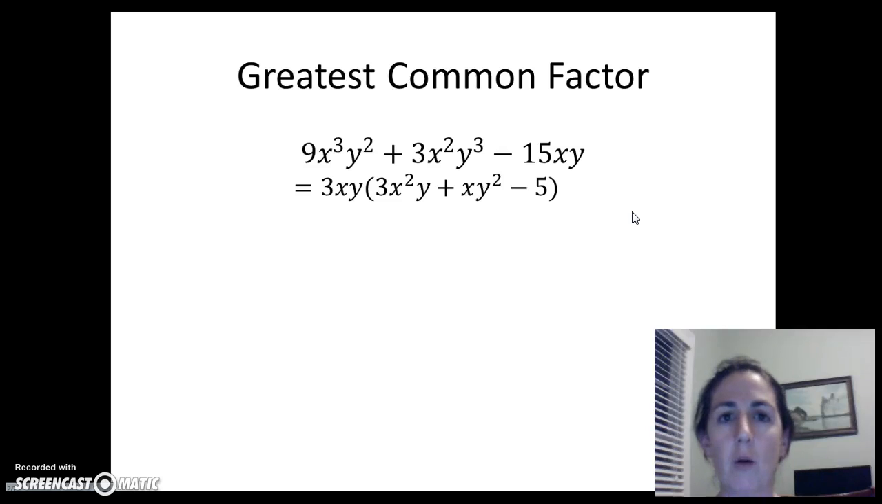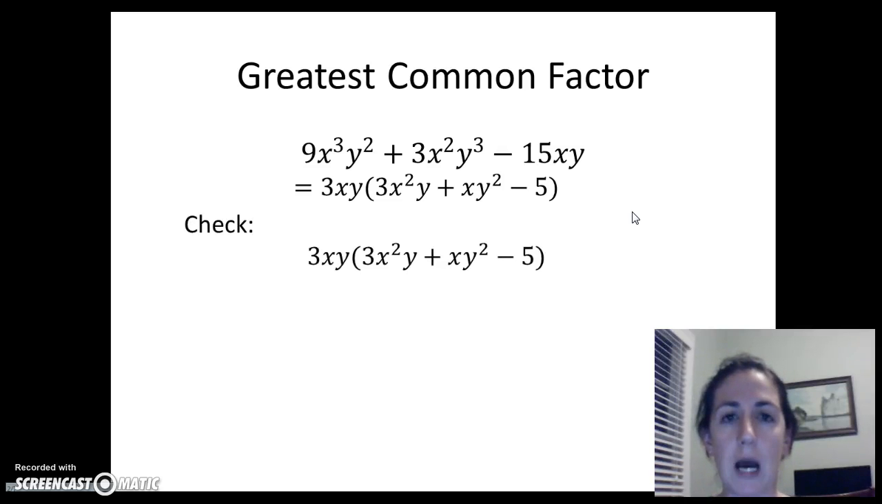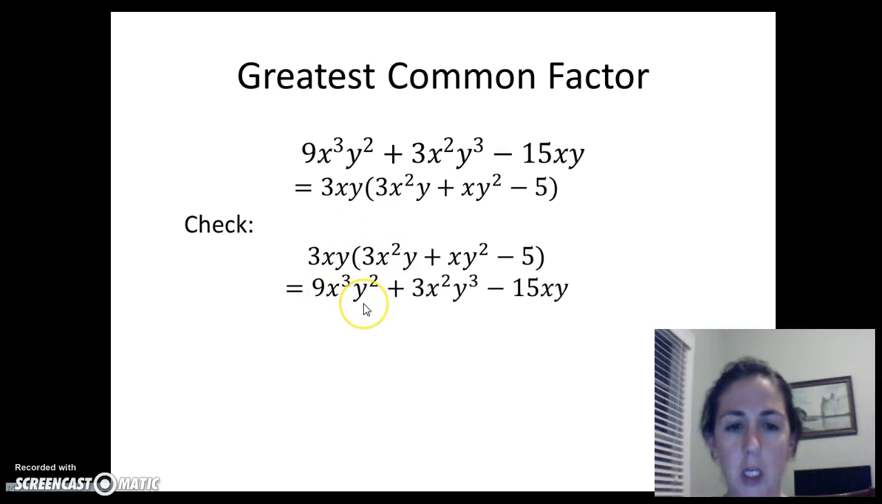Now when you factor, you can always check that you factored correctly by redistributing what you ended with and making sure you got what you started with. So we'll take that 3xy times 3x squared y plus xy squared minus 5, and we'll distribute it out. So we'll take 3 times 3, x times x squared, y times y, to get the 9x cubed y squared. 3 times 1 is 3, x times x gives us x squared, and y times y squared gives us that y cubed. And then 3 times the negative 5 gives us that negative 15, and then we carry the x and the y. Notice we got what we started with, so we know we factored correctly.